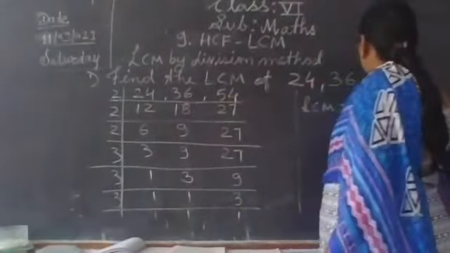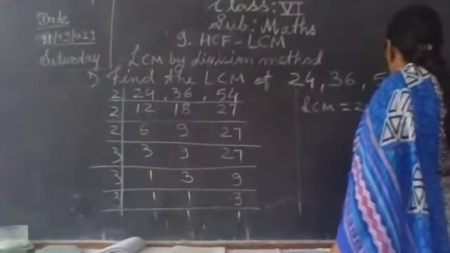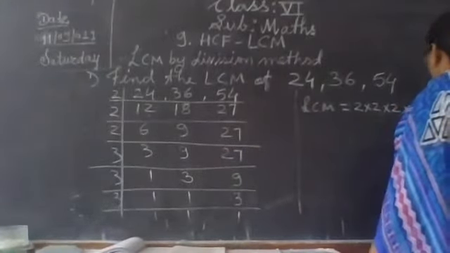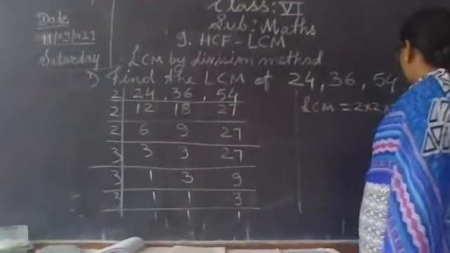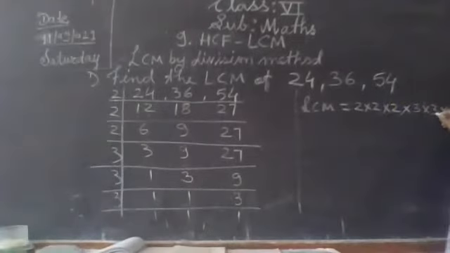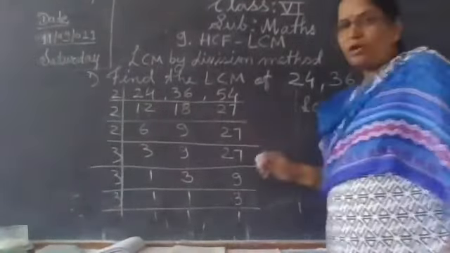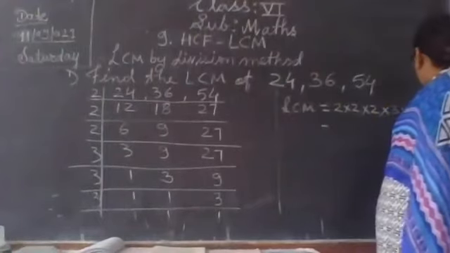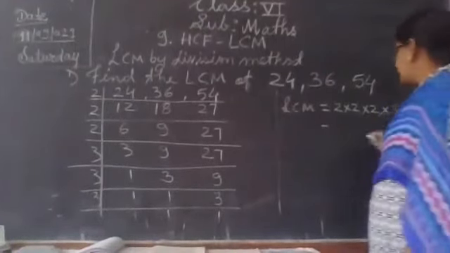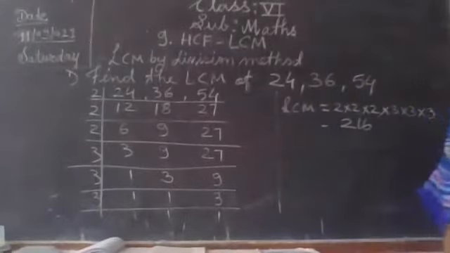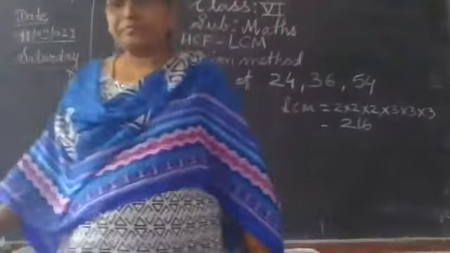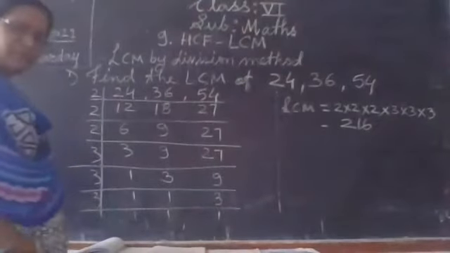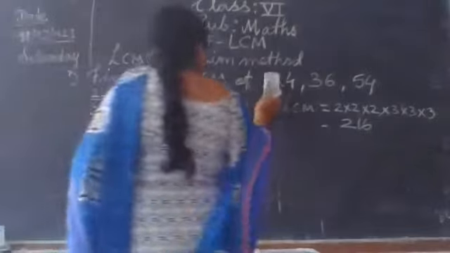write all these factors, 2 times 2 multiplied by 3 times 3. Multiply all: 2 twos are 4, 4 twos are 8, 8 threes are 24, 24 threes are 72, 72 threes are 216. So if you multiply all, you will get 216. Got it, children? So shall we try one more example?